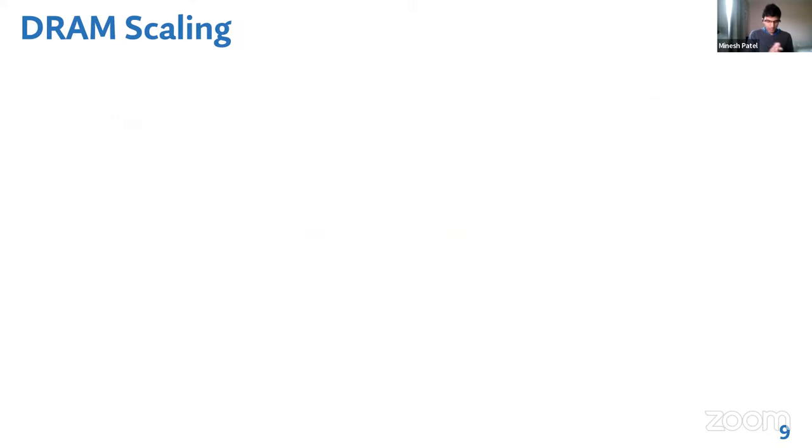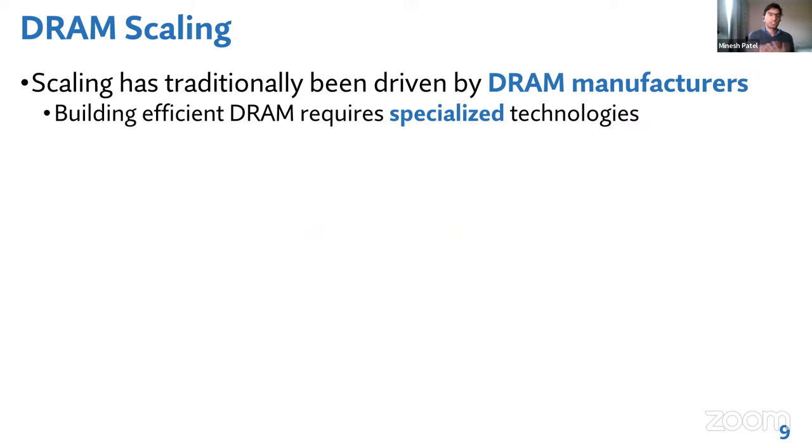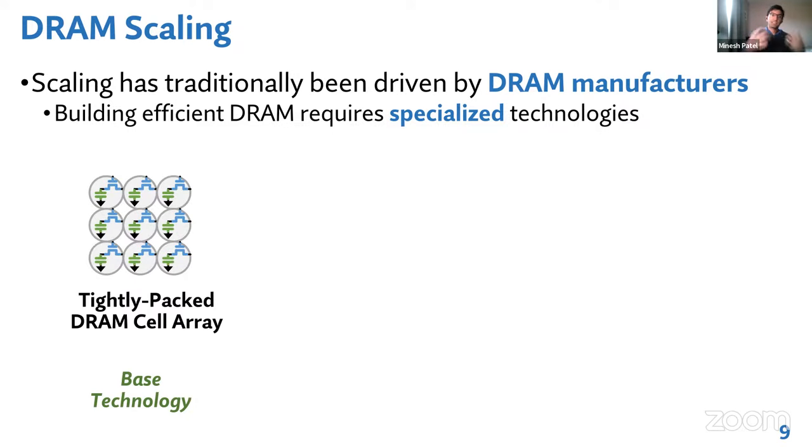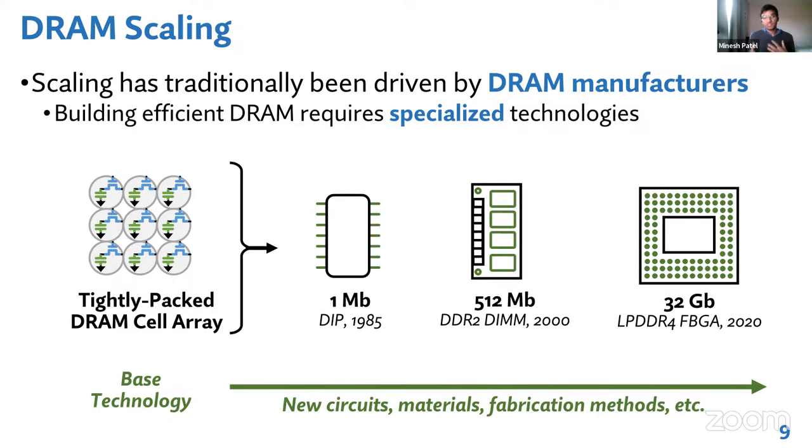Building DRAM requires very specialized design and manufacturing techniques. This means that DRAM scaling has traditionally been driven by DRAM manufacturers because they have the specialized technologies necessary to do this. Taking tightly packed DRAM cells as the base technology here, DRAM manufacturers have used new circuit designs, different materials for building the chips, and fabrication techniques to build denser and denser DRAM chips. Here I show some examples of different DRAM packages and standards, but they all rely on the same base technology to operate, which has been improved over time.